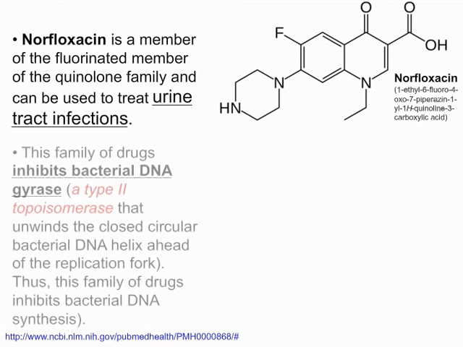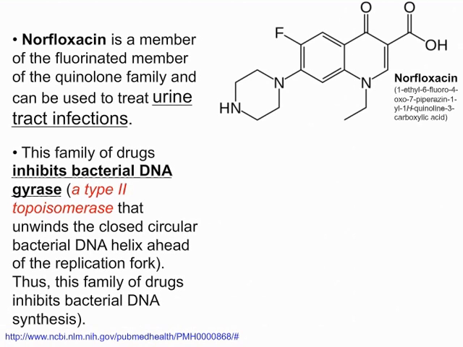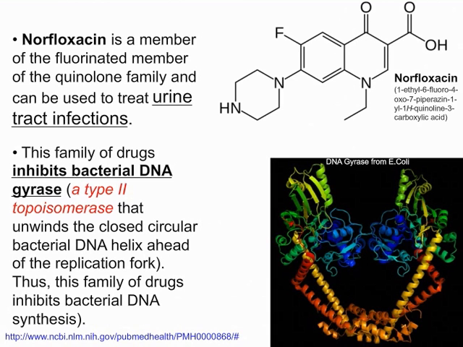So here's another drug called norfloxacin. It's a member of the fluoroquinolone family, and it's used to treat urinary tract infections. So norfloxacin is going to inhibit bacterial DNA gyrase. So remember, that's type 2 topoisomerase.